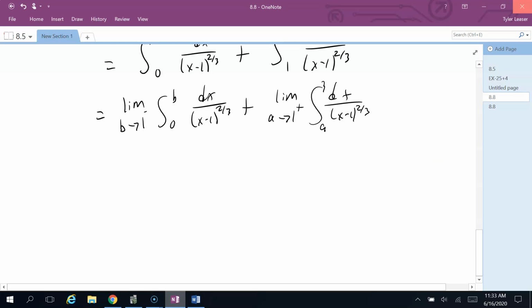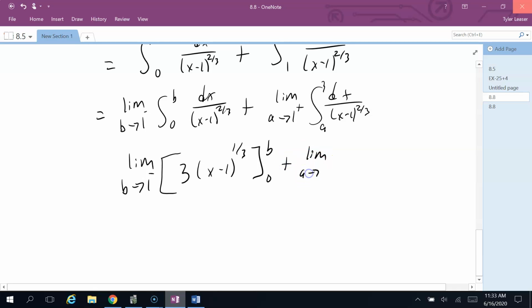Okay, now we need to find the antiderivative for these. So if you want to do a u substitution, of course you could do that. But this is really (x minus 1) to the negative 2/3 power. So we would raise that up to positive 1/3, which means we're dividing by 1/3 or multiplying by 3. So this is going to have the limit as b approaches 1 from the left. This has antiderivative of multiplying by 3, and then it's going to be (x minus 1) to the positive 1/3, evaluated from 0 to b. Plus over here, same thing, the limit as a approaches 1 from the right of the same antiderivative, going from a to 3.